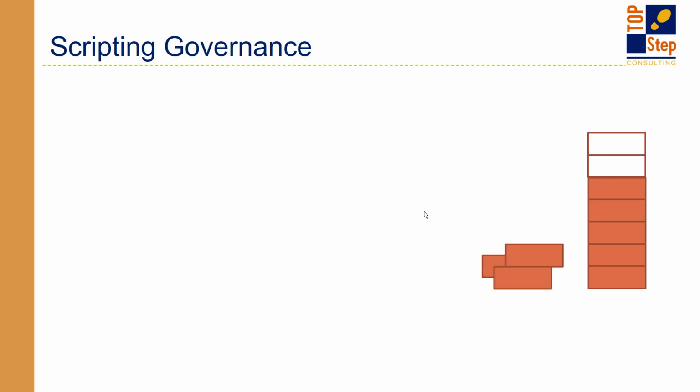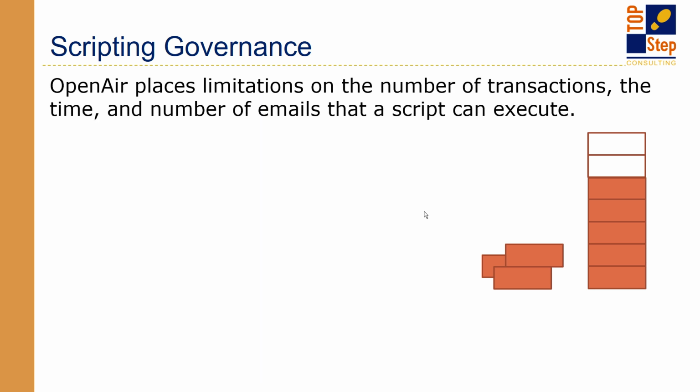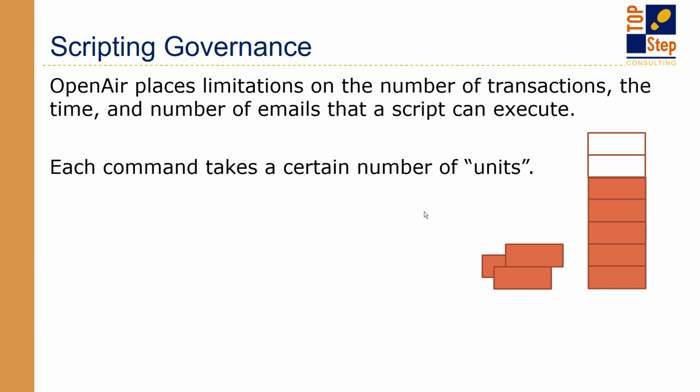So let's talk about the concept of scripting governance for a minute before we go too further into this. This is why we say that a form script can only do limited data manipulation. Because OpenAir places limitation on the number of transactions and the time and the number of emails that a script can execute or produce.